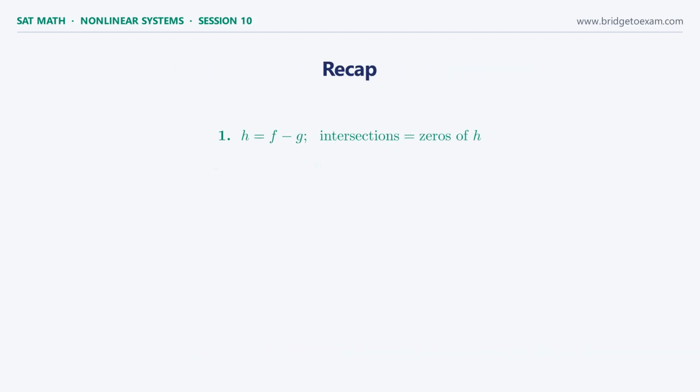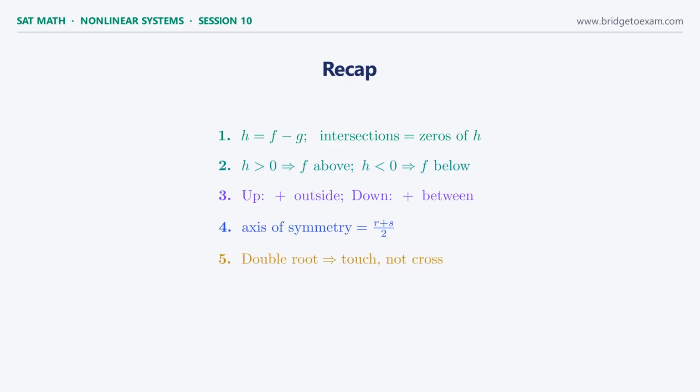Let's recap. Define h equals f minus g. The intersections of f and g are the zeros of h, which means every quadratic tool you own now applies. The sign of h tells you who's on top. Positive means f is above, negative means f is below. For a factored difference, an upward parabola is negative between the roots and positive outside. A downward one is the reverse. Always check the leading sign.